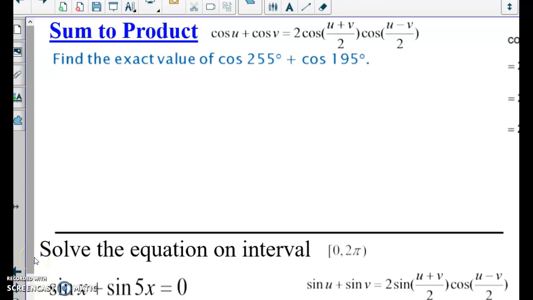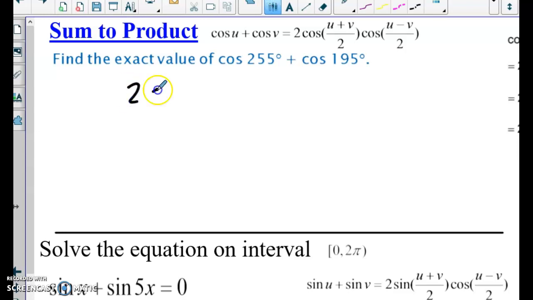Here we are continuing the section 5.5 stuff, and we're going to use the sum to product rule. That's the second one from the bottom. If you notice, we have a cosine of an angle plus a cosine of an angle. If you look at the formulas, there's four of them, and cosine u plus cosine v is one of them. So I'm going to plug into that one.